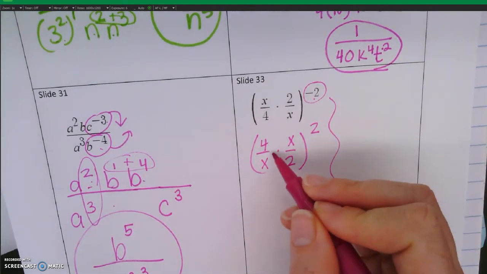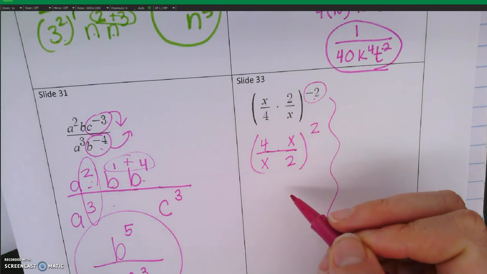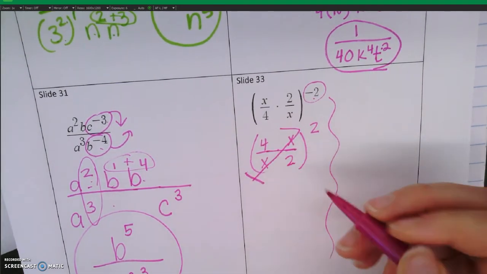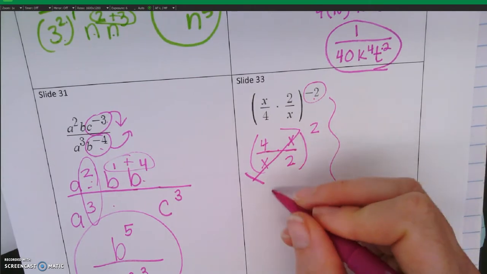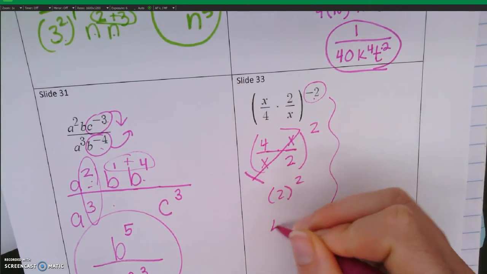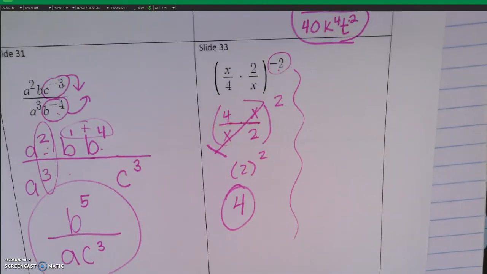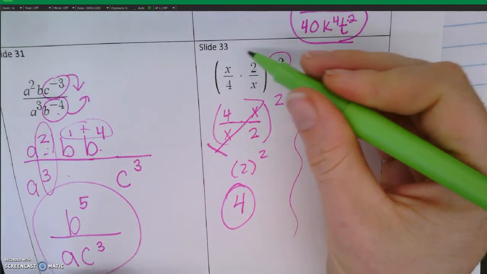From here, I notice that this is one giant fraction bar. This x and this x cancel out to make 1. 4 and 2 cancel out to make 2, so I really just have 2 squared, which is 4. Excellent job.